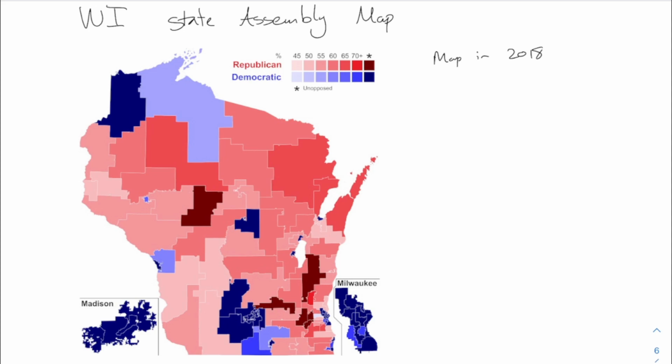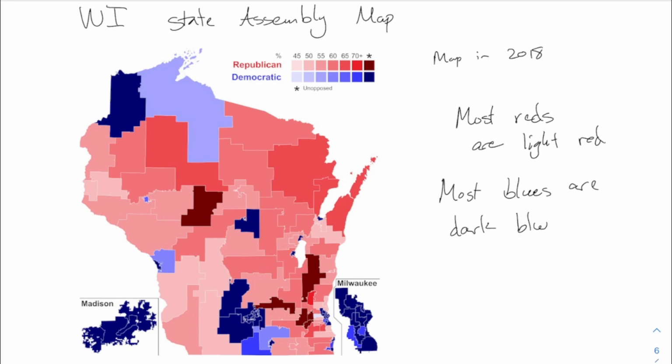All right. Down here, I believe, is where Madison is, and this is a little exploded view of that. And over here is Milwaukee, this city. The cities, of course, are divided into their own districts, but something that you will notice immediately if you look at this map is that most reds are light red, and most blues are dark blue. All right? What does that suggest to me? It suggests to me that the blues have been packed and the reds have not.